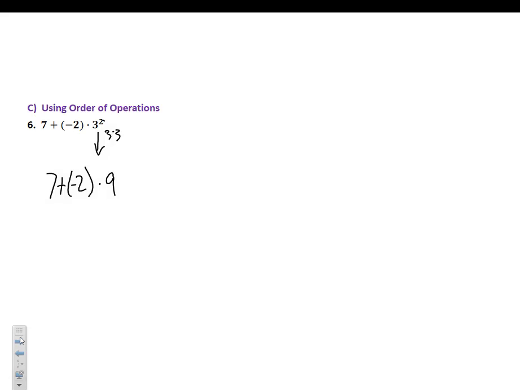All right. And now as we move along, 7 plus a negative 2 times 9. What are we going to do first? That's right, we're going to multiply first. So we would have 7 plus negative 18. And of course, using our rules of integers that we learned, we're adding opposite signs. So we subtract 18 minus 7 is 11. And the negative 18 is larger. So this equals negative 11.